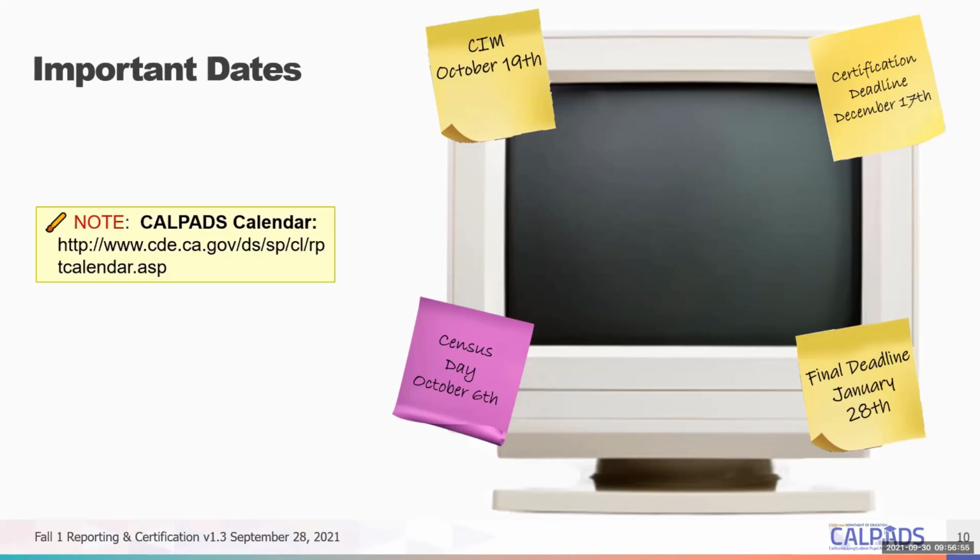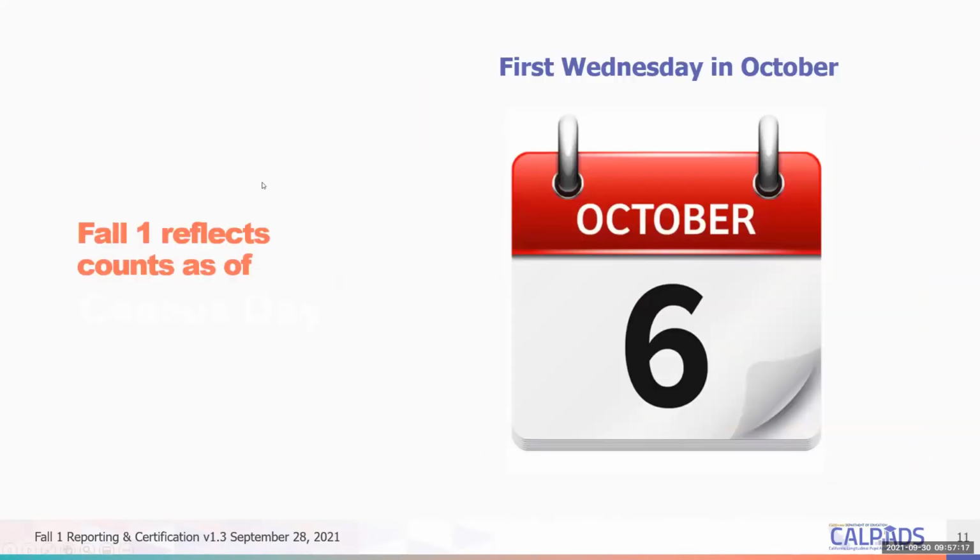The final deadline, right, after you make amendments, after the SELPA reviews your students with disabilities data, January 28th, is the final deadline, right? Nothing else can change. You can't call us in March and say, I made a mistake. What's on January 28th will last in perpetuity. And then you have Census Day again, that's just October 6th. If you're new, the first Wednesday in October is always Census Day. Your Fall-1 and Fall-2 reports are always reflective of the information as it was on this date.